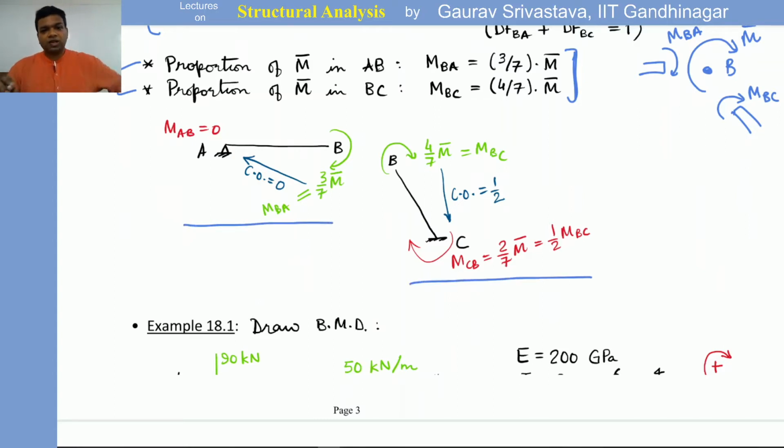So whatever moment was applied at B, right, 3 by 7 of that is now carried by member AB, and MAB, which is the moment here, will be 0 because the carryover factor is 0, right? So the far end is pinned, we used 3EI by L as the stiffness factor, so the carryover factor in this case is 0. Okay, now for the member BC we were using 4EI by L, the far end was fixed, and the carryover factor is half, so whatever M is induced at the BC end, MCB will be half of that. Okay, so this is how the distribution and the carryover will take place.